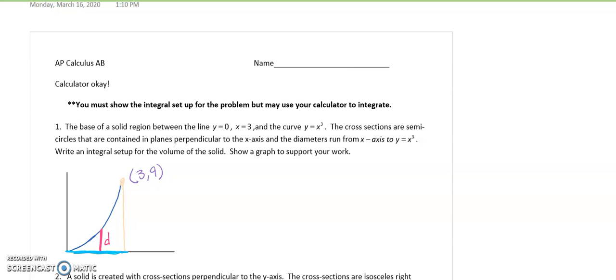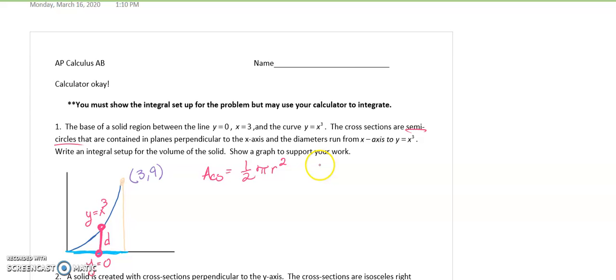As you can see, I've created the graph of the region that we are dealing with. I have graphed x cubed in blue, x equals 3 in orange, and y equals 0 in turquoise. And I have the diameter running between the curves. So the area of our cross section, since these are semicircles, is 1/2 pi r squared. And what we know is our diameter is top minus bottom. So the top is y equals x cubed, and the bottom is y equals 0.